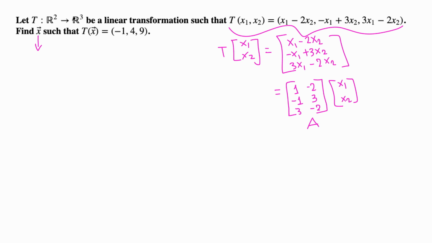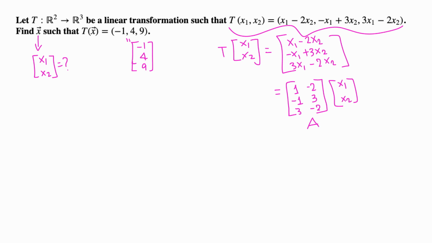T of x lives in R3, so x means pretty much x1, x2, a vector in R2. So T of x, which is given by this, is this vector, negative 1, 4, 9. Okay, so Ax, that's unknown, equals this. So we just write Ax equals b. This is b, and from there we determine x.